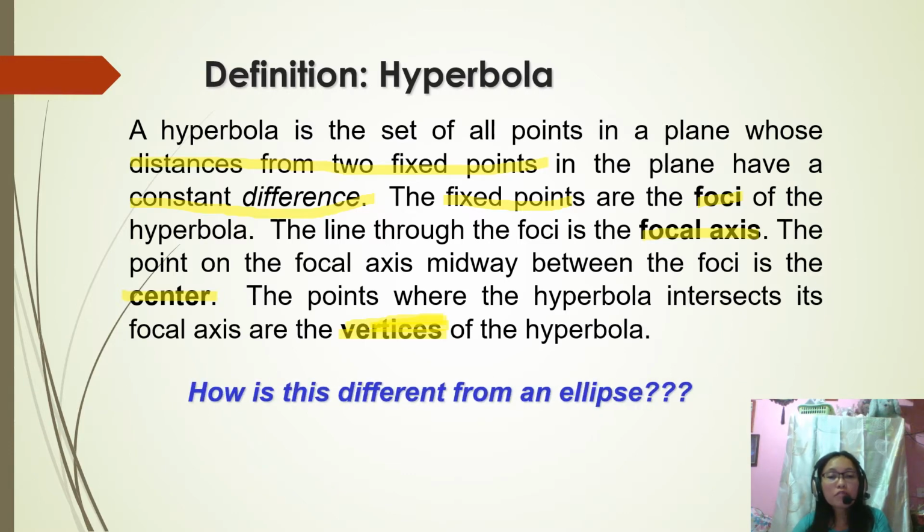So how is this different from an ellipse? Of course, basically, an ellipse is all about having a constant sum, diba? So muna siya ang basic difference niya. And then the other one is the form, and the other one are the basic parts. Okay, so later let us know more about hyperbola.